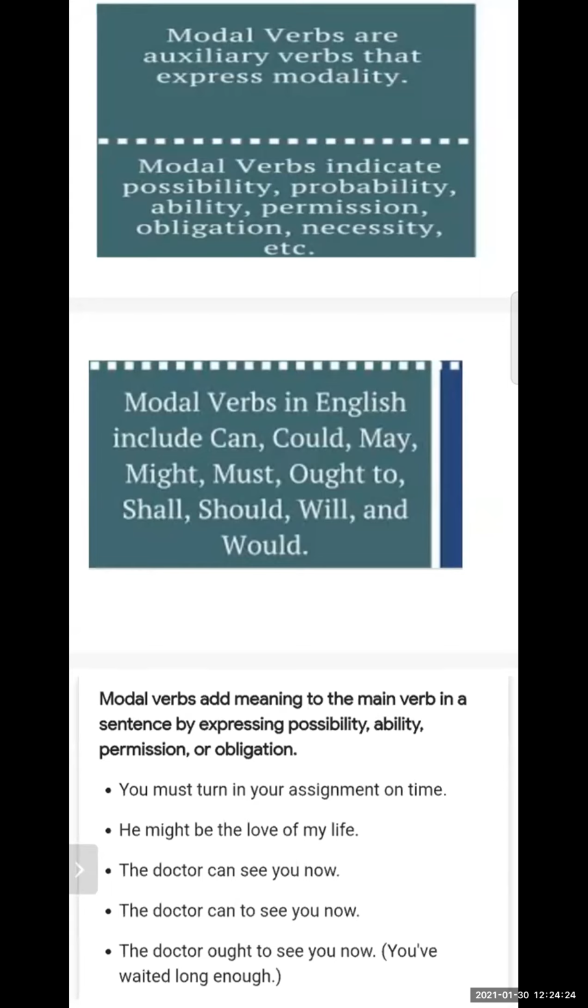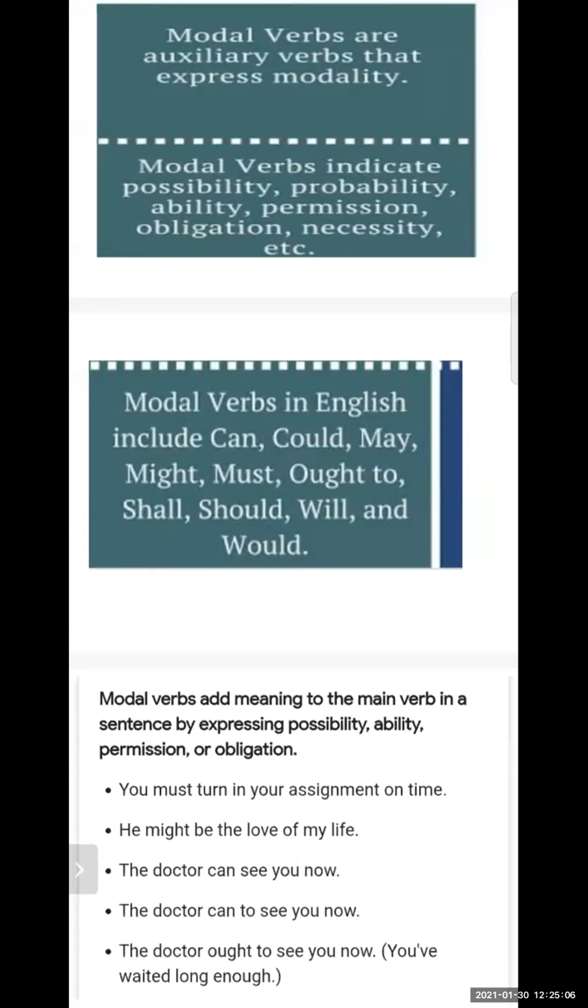Okay. Now here, students, you must turn in your assignment on time. Okay. He might be the love of my family. Here it shows expression. He might be, it shows the possibility. The doctor can see you now. It shows the possibility. The doctor can see you now.